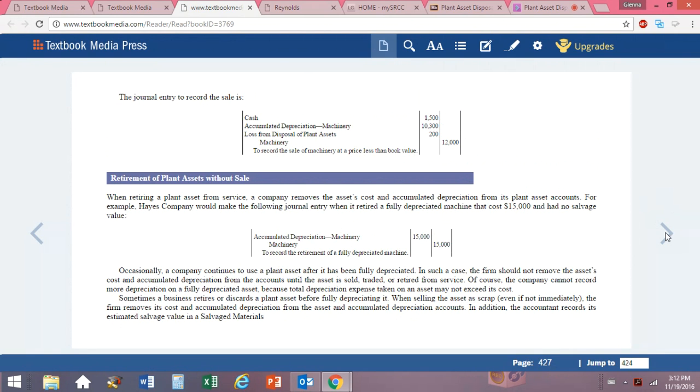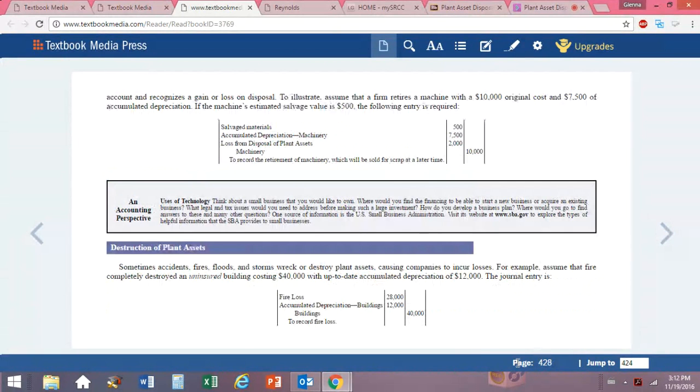If you just retire some assets, they have no value left, you can't sell them, you just simply take them off the books, and the machinery and the accumulated depreciation would be the same. No book value left at all, no cash involved, just take the two accounts off the books.